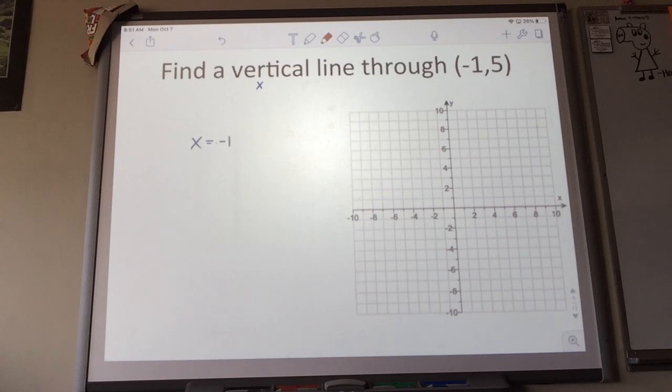So there's your equation. Okay? Nothing, right? It is a nothing problem. Vertical line.